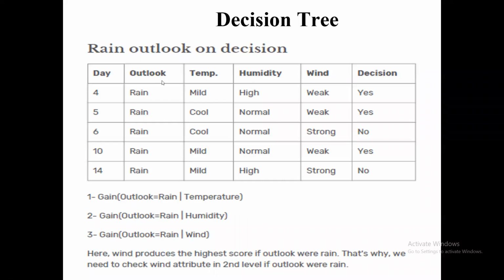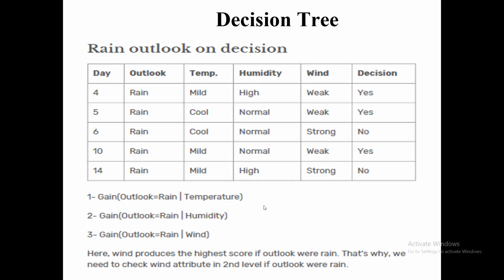Upon observing the reduced data set, we see that whenever outlook is equal to rain, the decisions are mixed. That means we have not been able to reach a leaf node. There is a mixture of yes and no decisions, right? So again, we'll have to split on different attributes, either temperature or humidity or wind. And in order to do that, we'll have to find the information gain for each of the attributes, given that outlook is equal to rain.